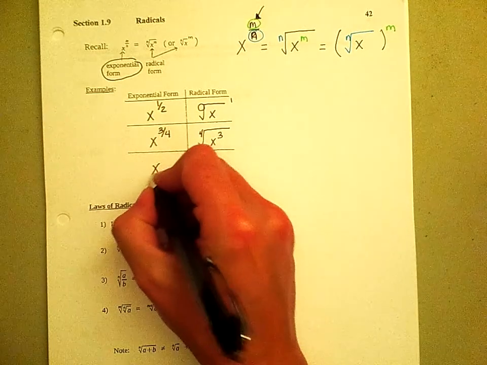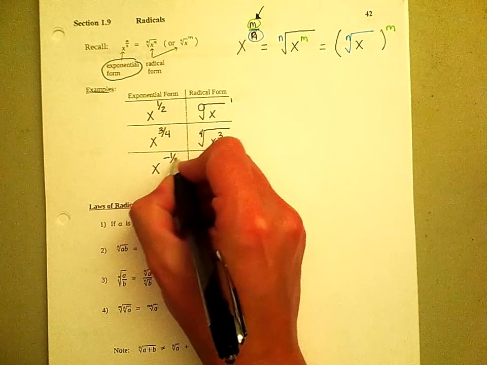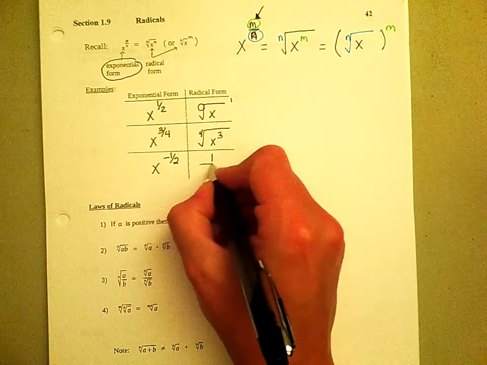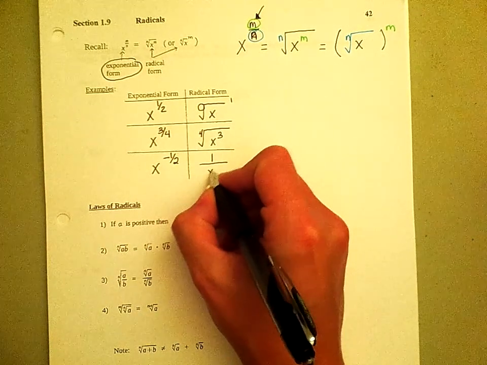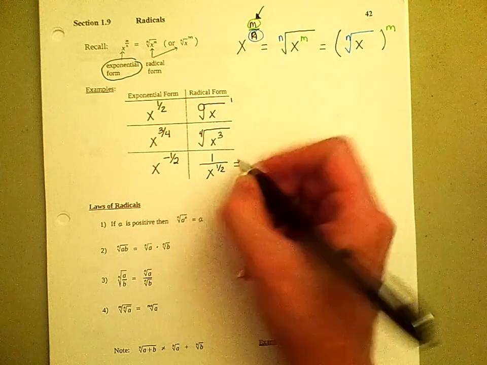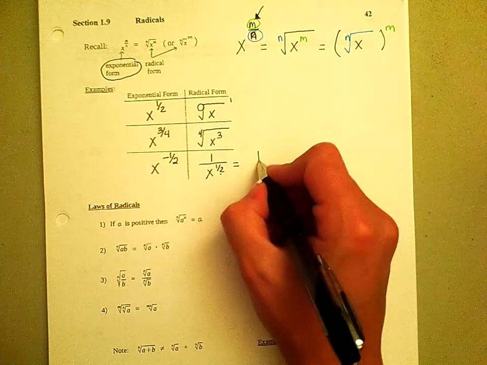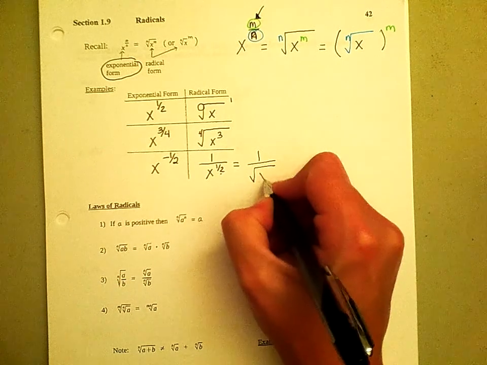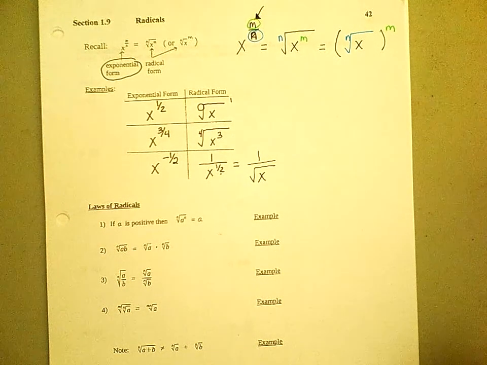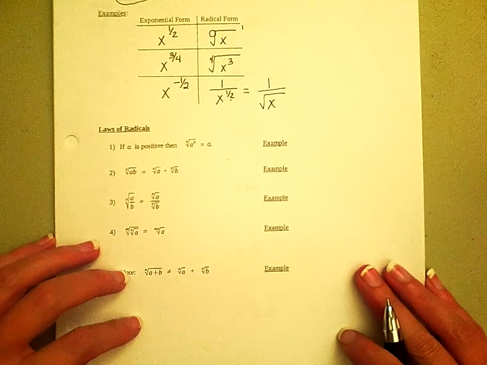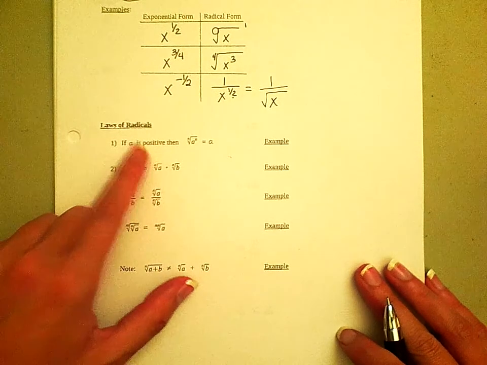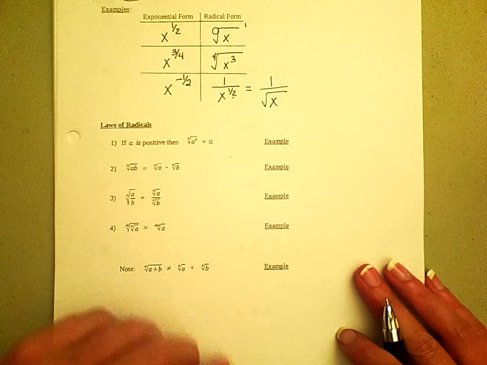And of course the negatives still apply. For example, x to the negative 1/2, still the exponential form, but we can then translate it, so now I've made it positive, so 1 over the square root of x. And these are some laws about radicals that, if you're putting it on flashcards, put these on. You'll need to know them.